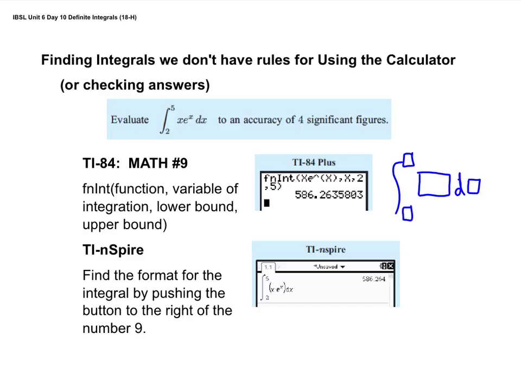So we want to integrate from 2 to 5. We hit 2, arrow over to the box, and put the 5 in. Then we want x times e to the x. Arrow over a little bit, and make sure you tell it that we're integrating with respect to x. Then you just hit enter. And there you go. Our area is 586.26. It's really nice.